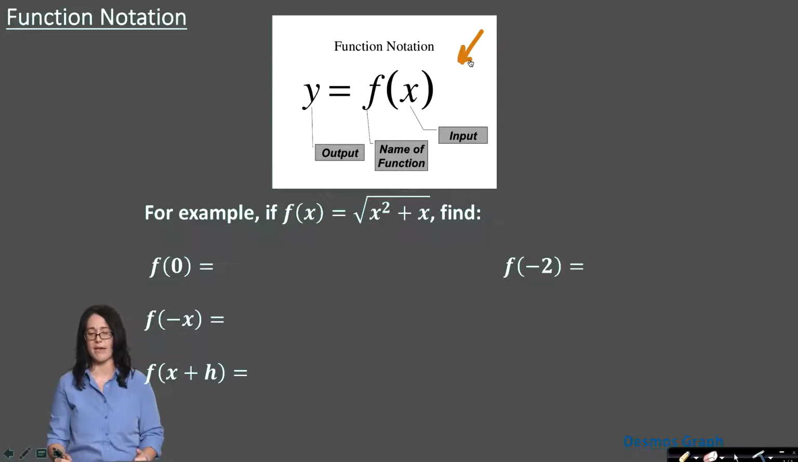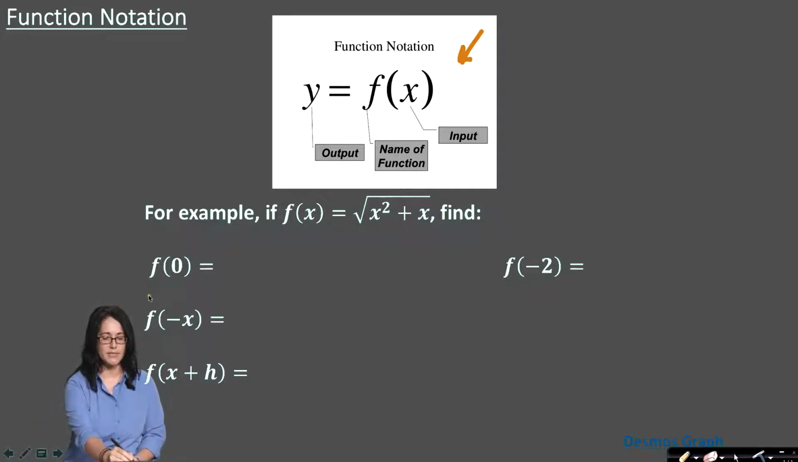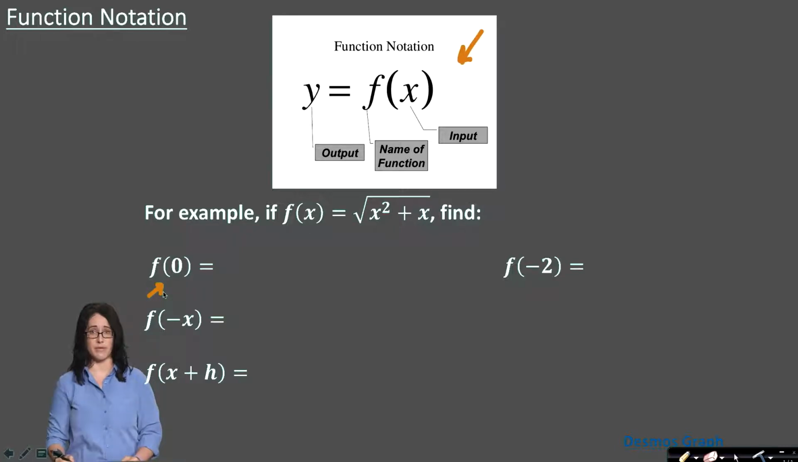So for example, if we have the equation that f of x equals the square root of x squared plus x, we could then use function notation to find various outputs given a single input. So for example, if we're asked to find f parentheses 0, we would say f of 0. What that would be asking us to do is to find the function's output when we're inputting 0 for x. So basically, replace every x value with 0.